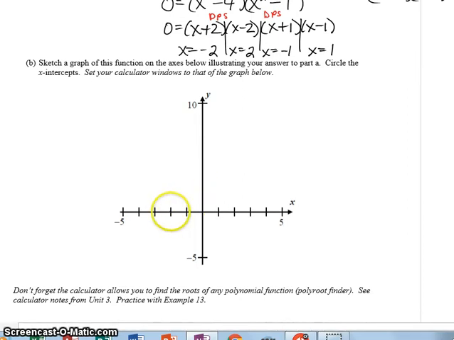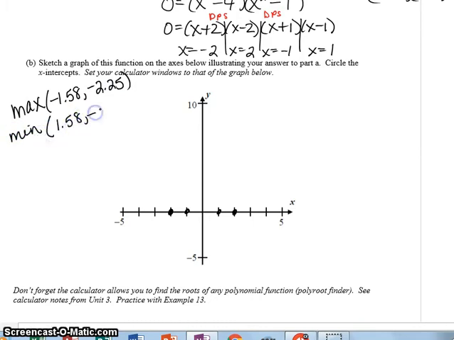So we know where all the zeros are. So here's negative 2, negative 1, positive 2. And then again, you're going to look for maxes and mins. So use your analyze graph. So my max is at negative 1.58, negative 2.25. My min is at 1.58. So if you notice, those are just differences of positive and negative signs here for your x values. Okay. So you also have a y-intercept at 4.